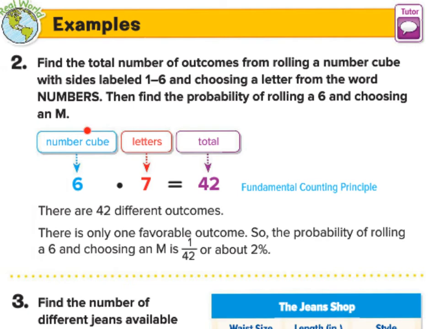Okay, so here we go. So we have a number cube and we know that it's 1 to 6. And the letters, we have 7 letters to choose from, okay? So the total number of combinations, if we combine the numbers to the letters and mix and match them all, is 42 different combinations. That's thanks to the fundamental counting principle. There are 42 different outcomes. There's only one favorable outcome though, right? Of getting a 6 and the letter M. So the probability of rolling a 6 and choosing the M is only 1 in 42 chances, or about 2%.